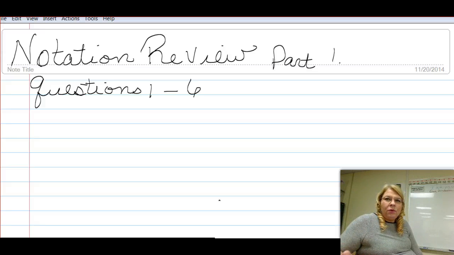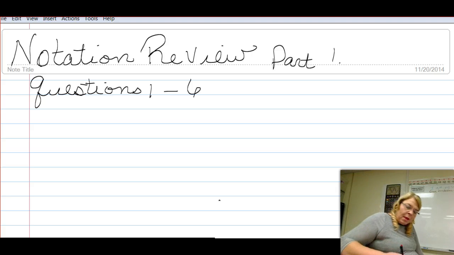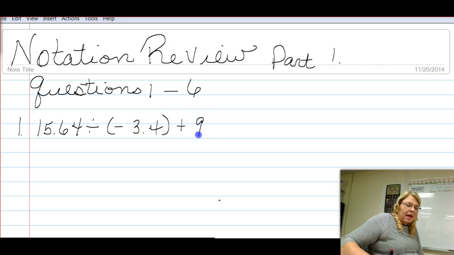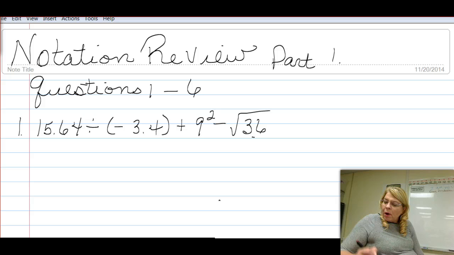This is Notation Review for Intermediate Algebra, Part 1. This is questions 1 through 6. Question 1 is 15 and 64 hundredths divided by negative 3 and 4 tenths plus 9 squared minus 30 times the square root of 36. The instructions say, use proper order of operations to simplify this problem.